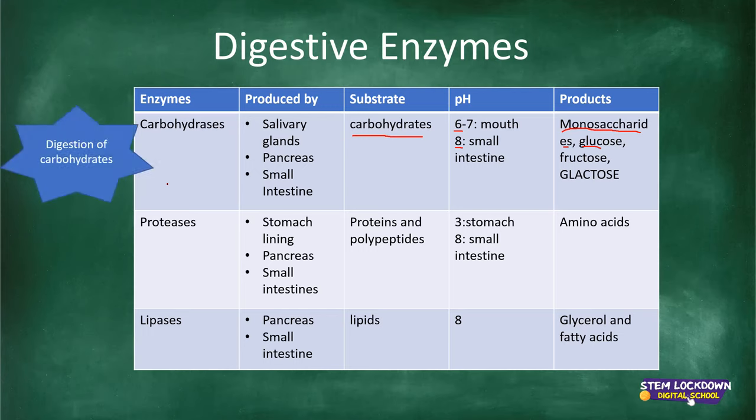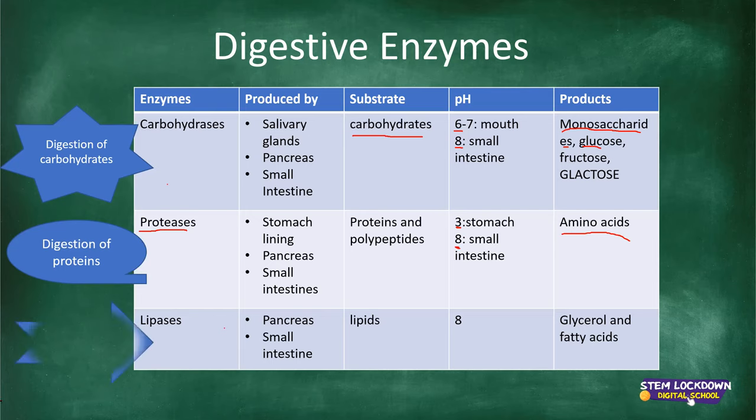So now when we look at the digestion of proteins, it utilizes proteases, okay? And an example of protease is trypsin or pepsin, okay? So remember the pepsin is released by your stomach lining and your trypsin is released by your pancreas. And then there's also another release of proteases that happens in the small intestine, and the substrate is your proteins and polypeptides. And the pH at which it functions is 3 in the stomach and 8 in the small intestine. And the products of your proteins and polypeptides are amino acids.